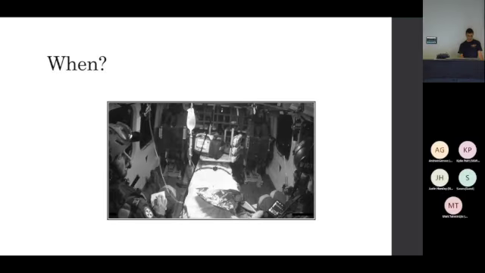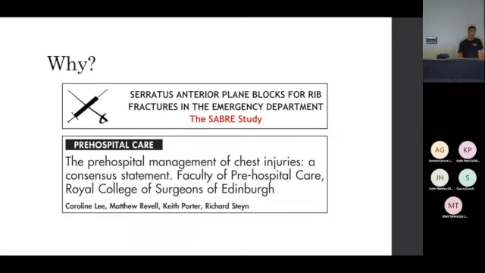And so the period really is just 4 years, and we thought that would be enough to really capture all the blocks that we've done in this period. So the question is then, well, why do we choose to look at serratus anterior plane blocks, or why regional anesthesia in general?